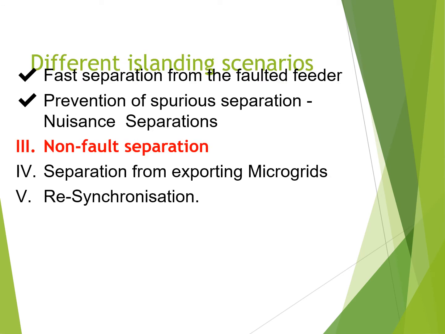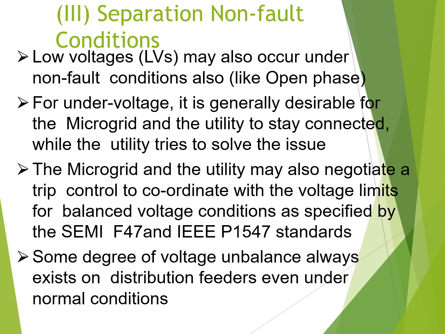So coming to the third LND scenario, non-fault separation. In some situations, it is necessary to disconnect the microgrid from the utility grid even if there is no fault. This will typically happen due to low voltages or under voltages. The microgrid and the utility may also negotiate a trip control to coordinate with the voltage limits for balanced voltage condition as specified by SEMI F47 and IEEE standards.